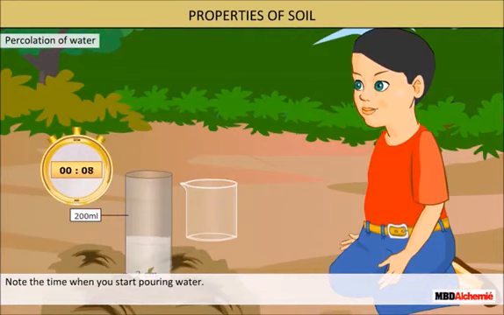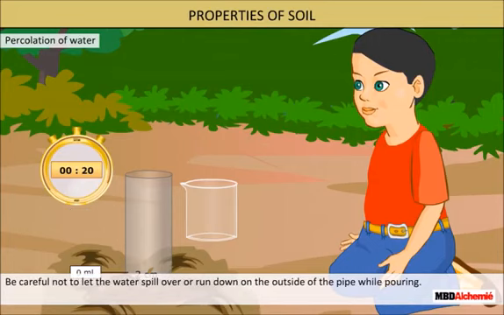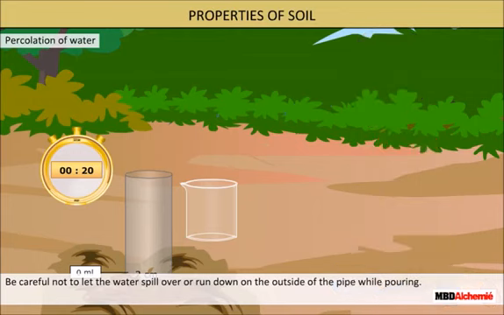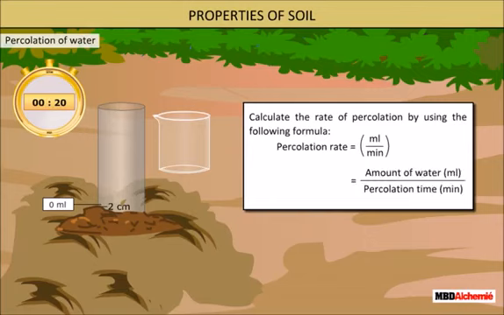Note the time when you start pouring water. When all the water has percolated, leaving the pipe empty, note the time again. Be careful not to let the water spill over or run down on the outside of the pipe while pouring. Calculate the rate of percolation by using the following formula. Percolation rate in milliliters per minute is equal to amount of water in milliliters divided by percolation time in minutes.